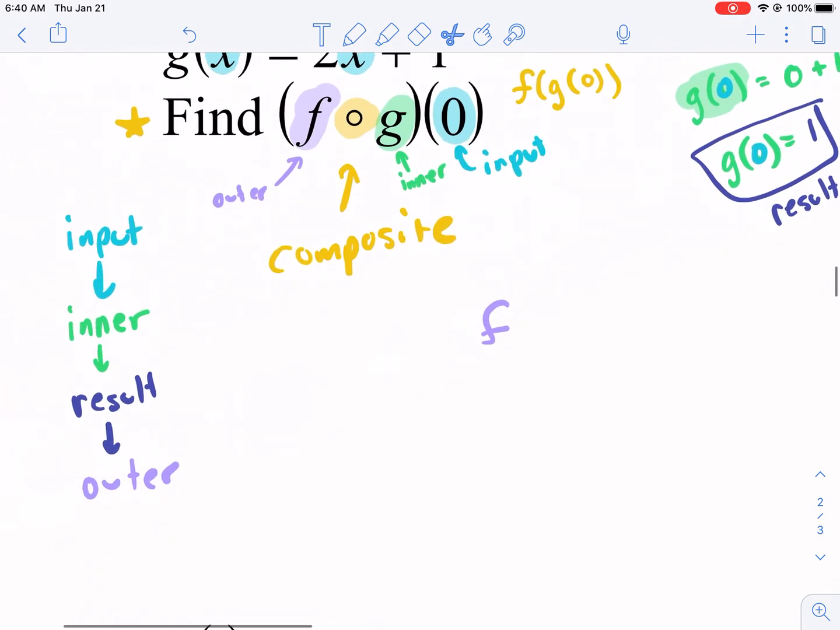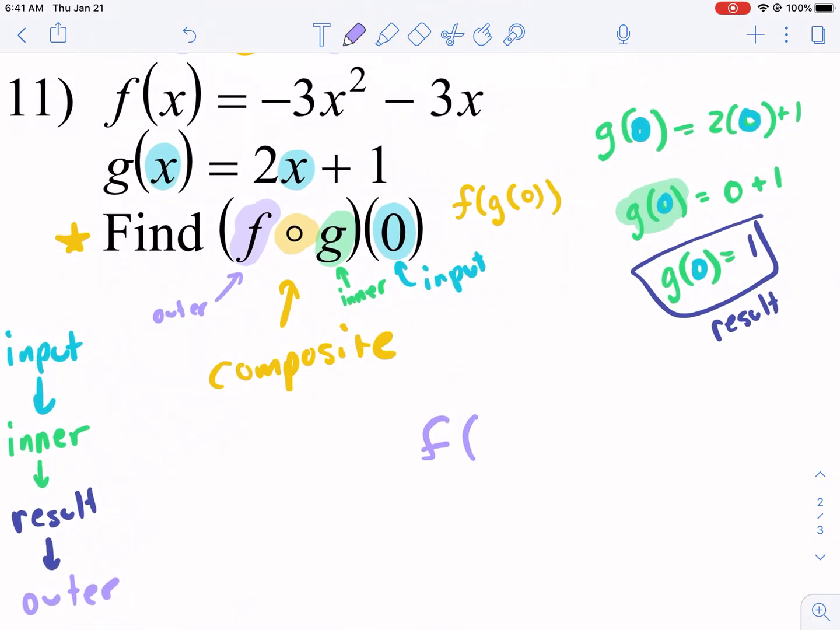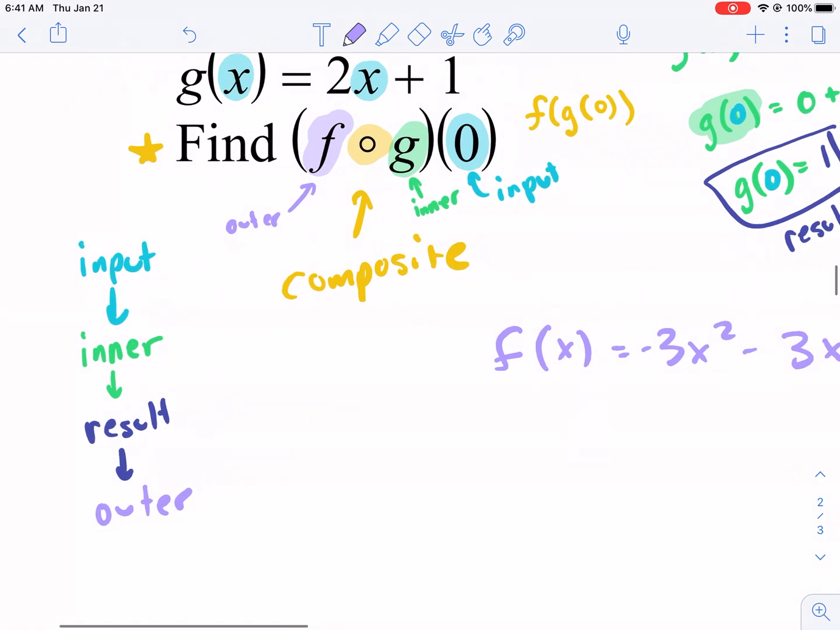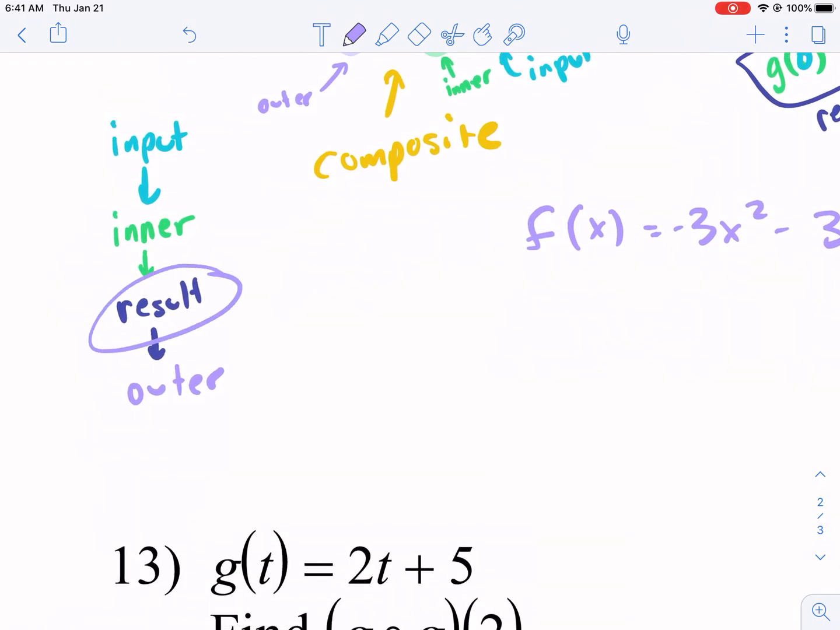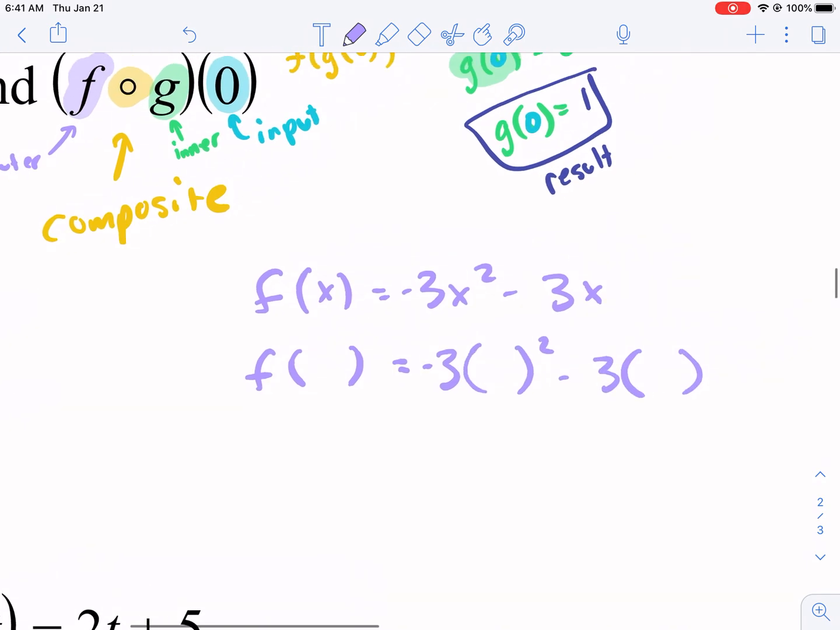So we got our result. Now we're inputting it into the outer, which we make in purple, not pink. Working on my color still. f of x equals negative 3x squared minus 3x, okay? But now we're not doing it for x. We're going to input something, not this input. We're going to take what our result was. So we're going to input the result from the inner function. We get f of 1 equals negative 3 times 1 squared minus 3 times 1, okay? And anywhere we saw an x, we're going to input that 1. So 1, 1, and 1.